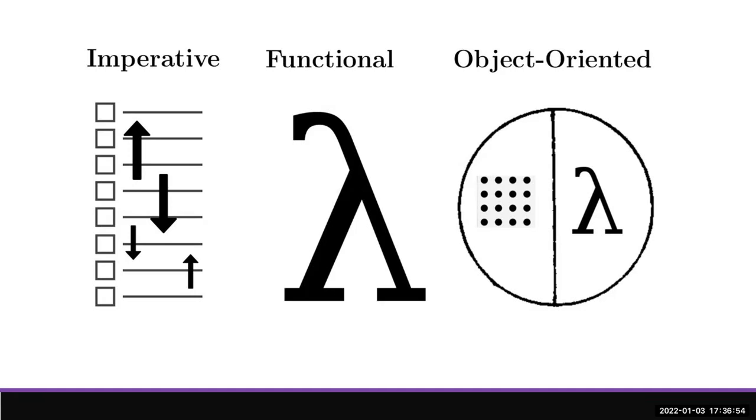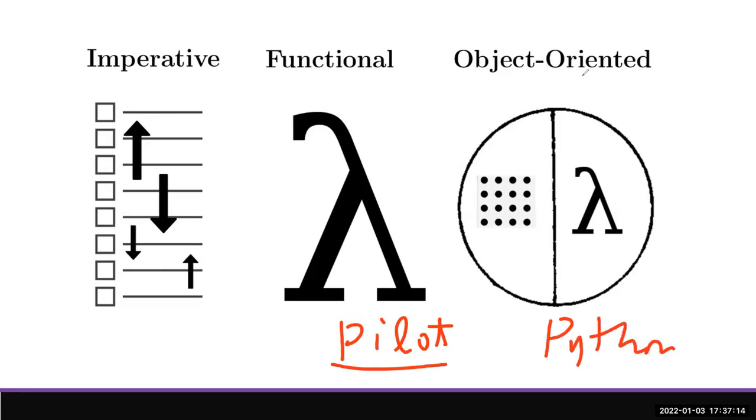So in this course, we use Python as our pilot language. A pilot language means we use it to introduce the different features of these different programming paradigms. We call it a pilot language. We use Python as our main pilot language to study these different features.